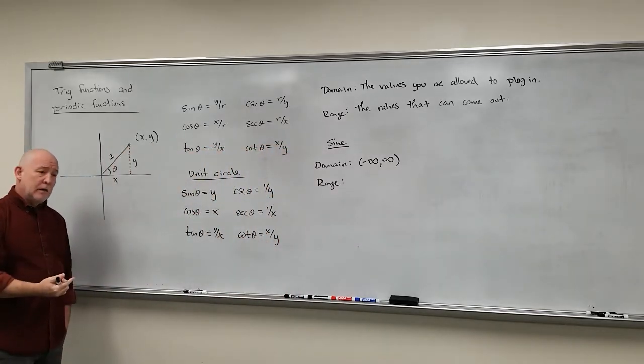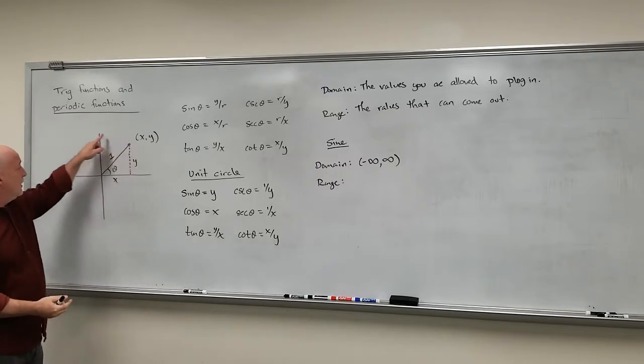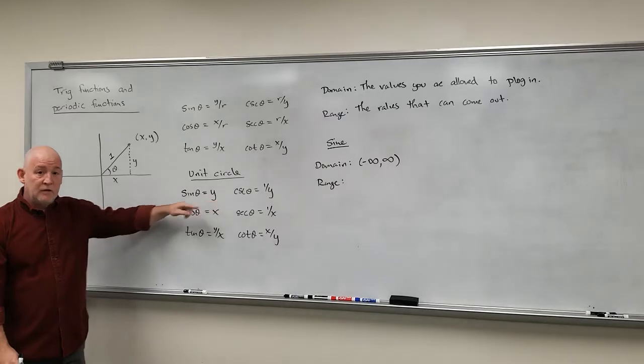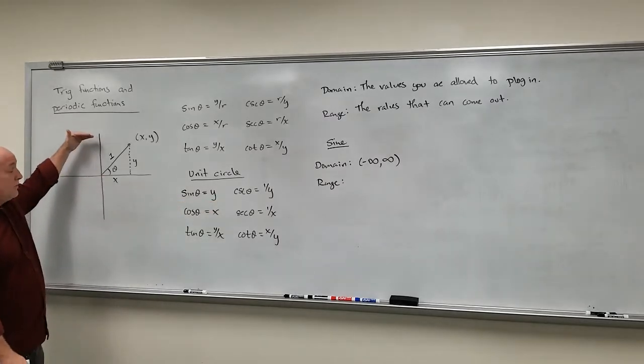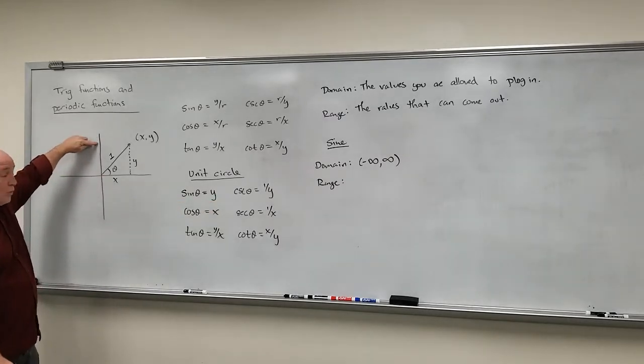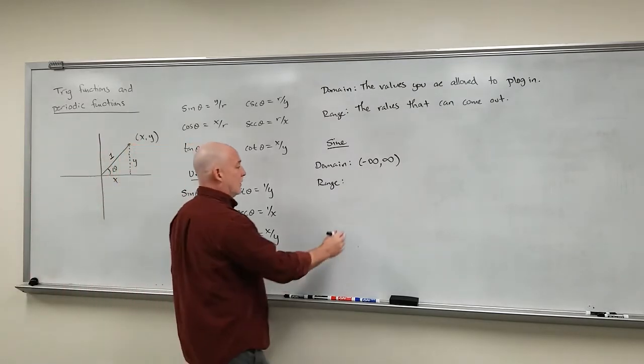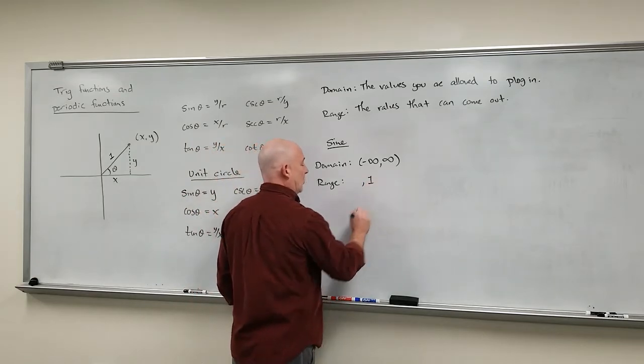What's the range though? Well, if we're thinking about it as on a unit circle, and the output is the y value, what's the biggest y that can come out on a unit circle? Well, that would be this point up here. So the biggest value that can come out is 1. So the biggest is going to be 1.